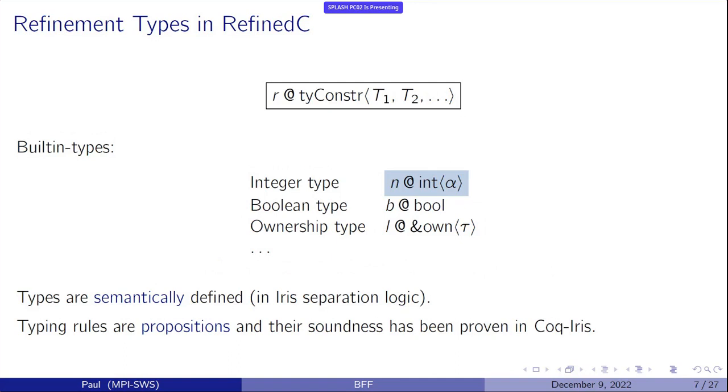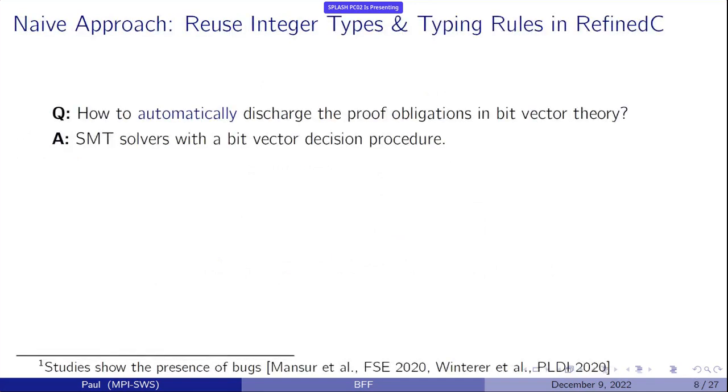So you could come up with a naive approach where we simply reuse these typing rules to type check the bitwise operations in our problem. Then the main problem would be how to automatically discharge the proof obligations generated by the type checker. And once you realize these obligations mostly use bit vector theory, you may resort to SMT solvers that already support some bit vector decision procedures.